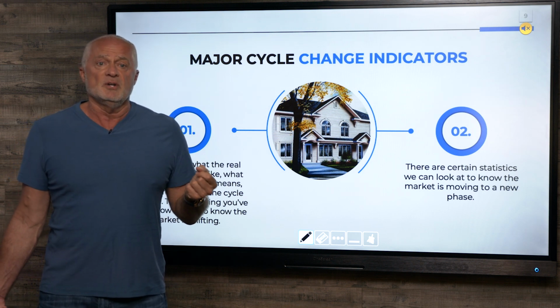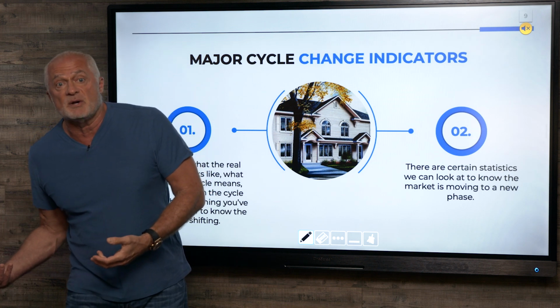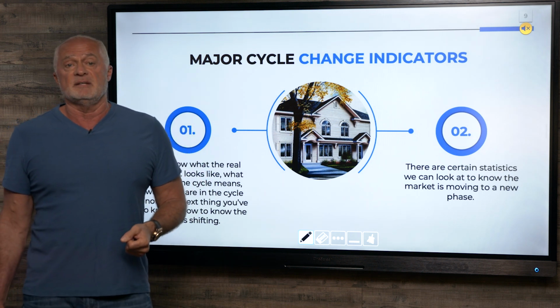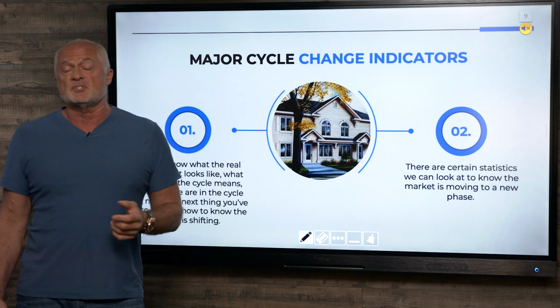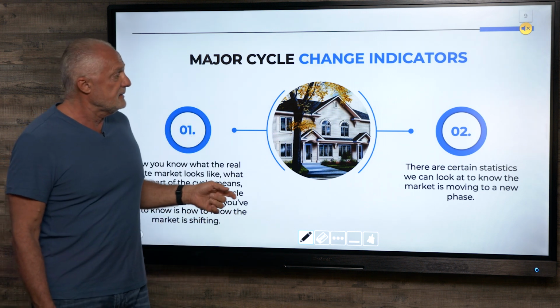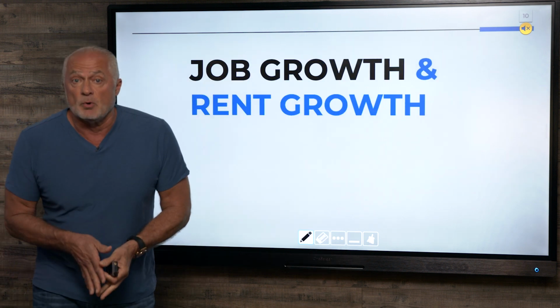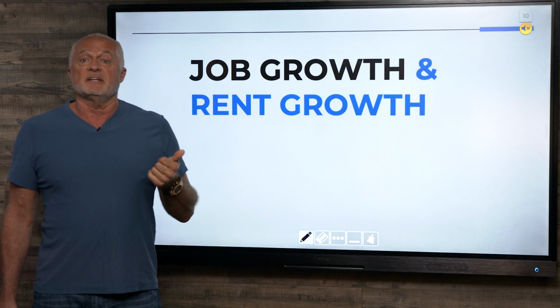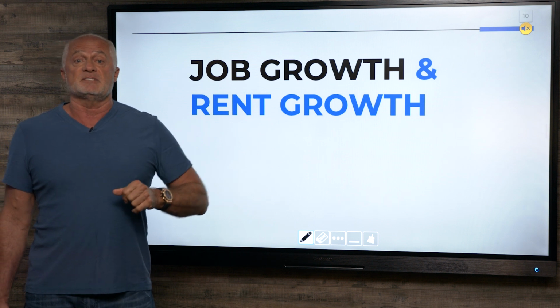Okay, so now let's talk about major cycle change indicators. How can you know what the real estate market looks like, what each part of the cycle means, and where we are in the cycle right now? The next thing you've got to know is when the market's shifting, right? And there are certain statistics that we can look at to know when the market's moving to a new phase. So the first is job growth and rent growth. In phase one, expect job growth and rent growth to be relatively flat to positive.